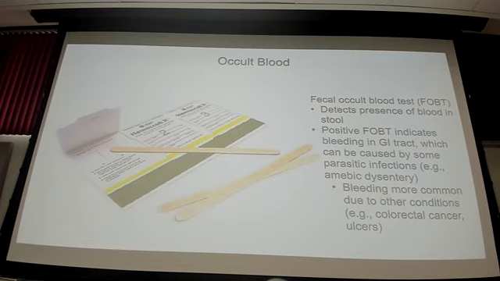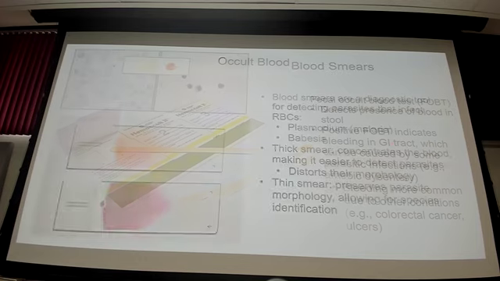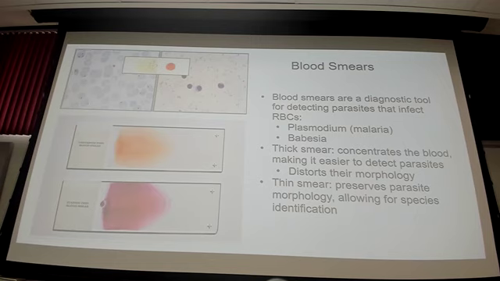It's actually more useful for diagnosing things like colorectal cancer, ulcers, other things. But if you have amoebic dysentery due to Entamoeba histolytica or some damage from a tapeworm or hookworm, this will pick that up as well. It's pretty sensitive. Okay, so that's all we're going to say about stool specimens for blood.